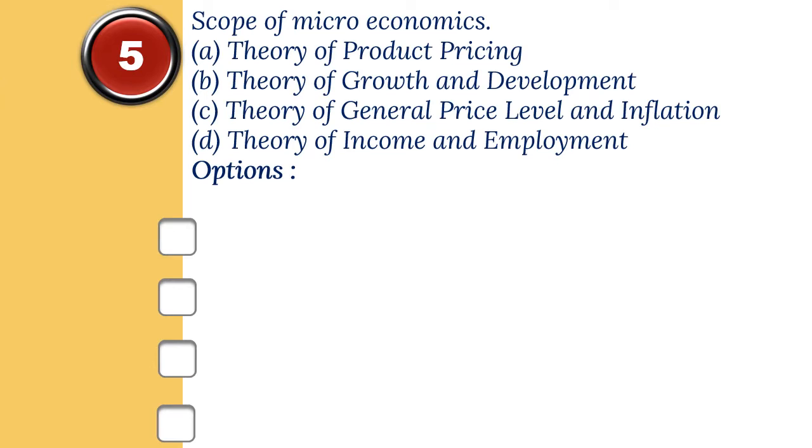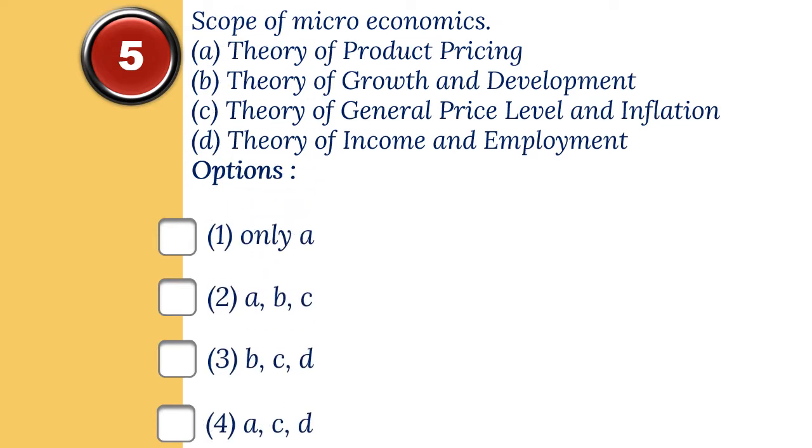5. Scope of microeconomics. A. Theory of product pricing. B. Theory of growth and development. C. Theory of general price level and inflation. D. Theory of income and employment. The options are 1. Only A. 2. A, B, C. 3. B, C, D. 4. A, C, D. And the correct option is 1. Only A.